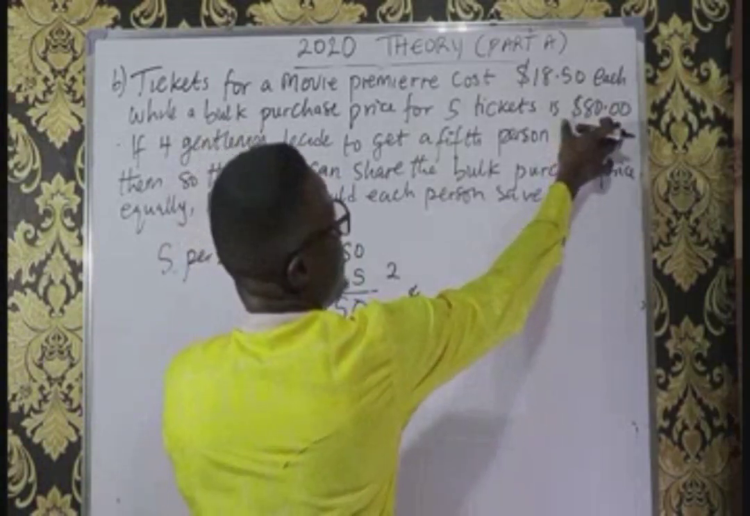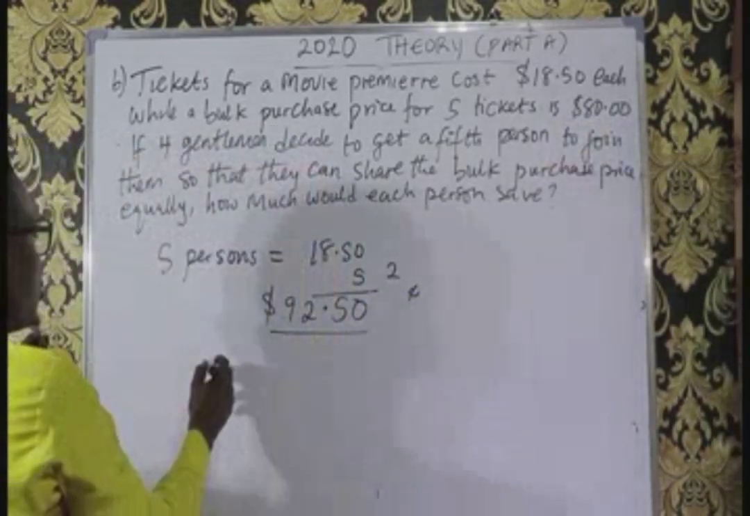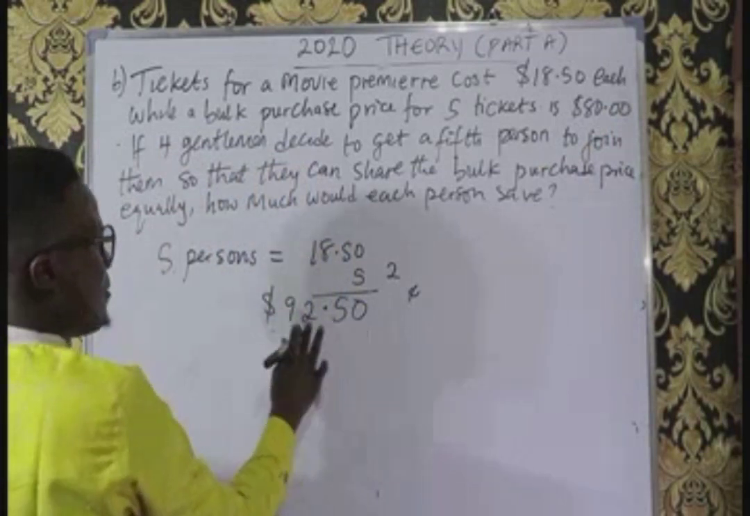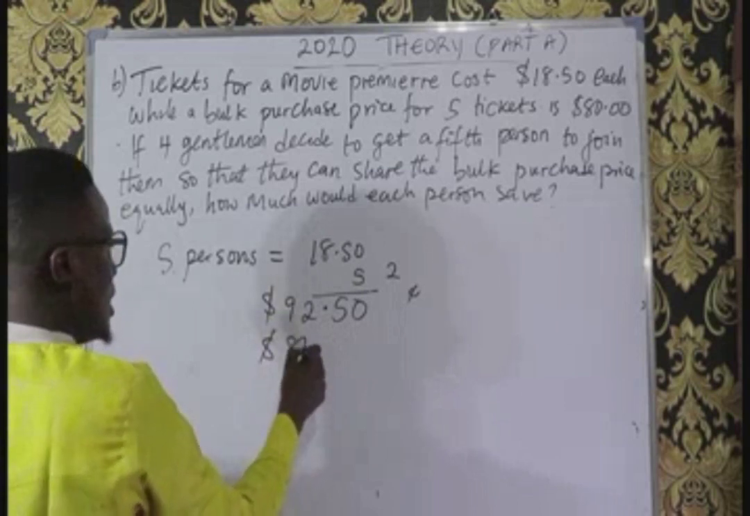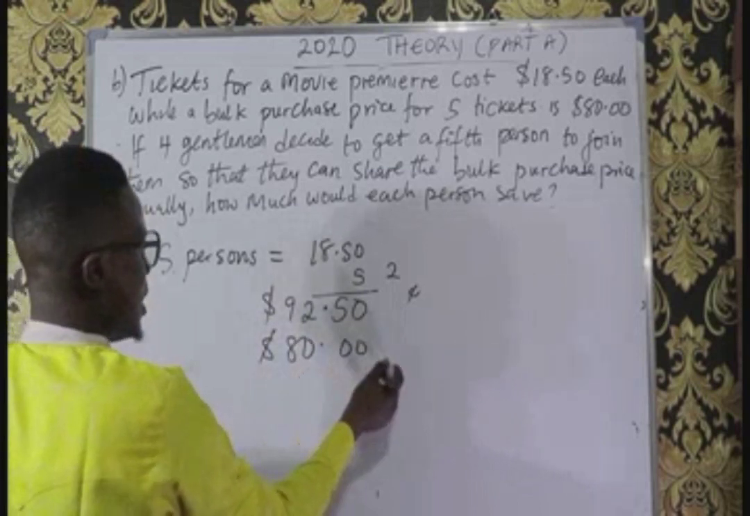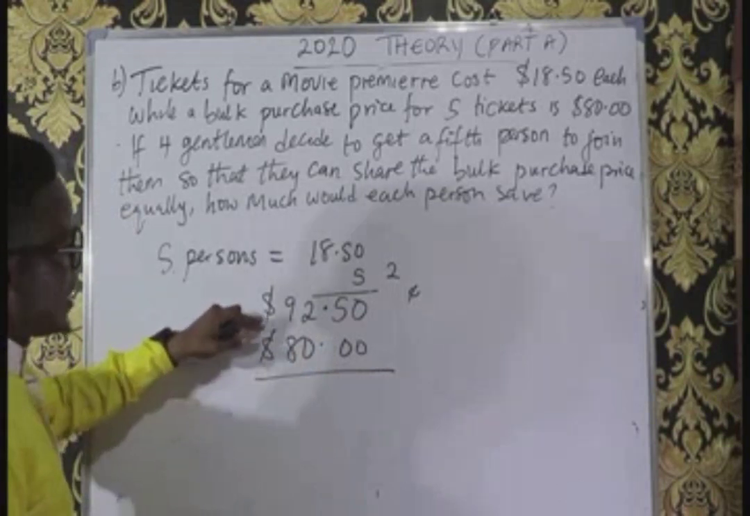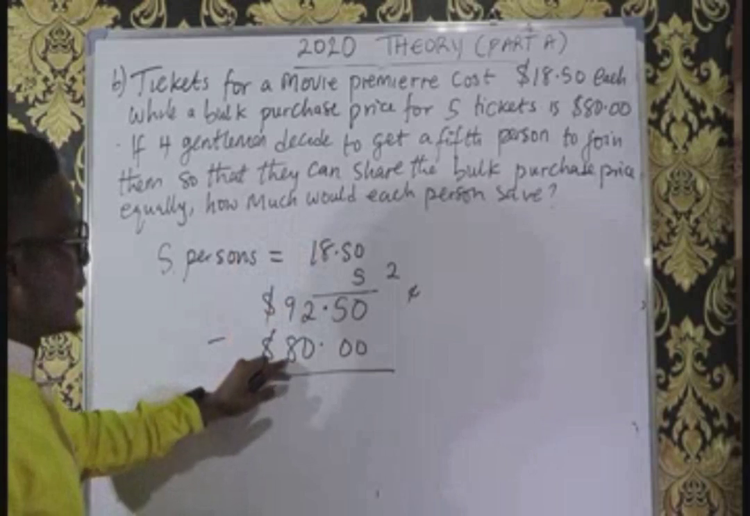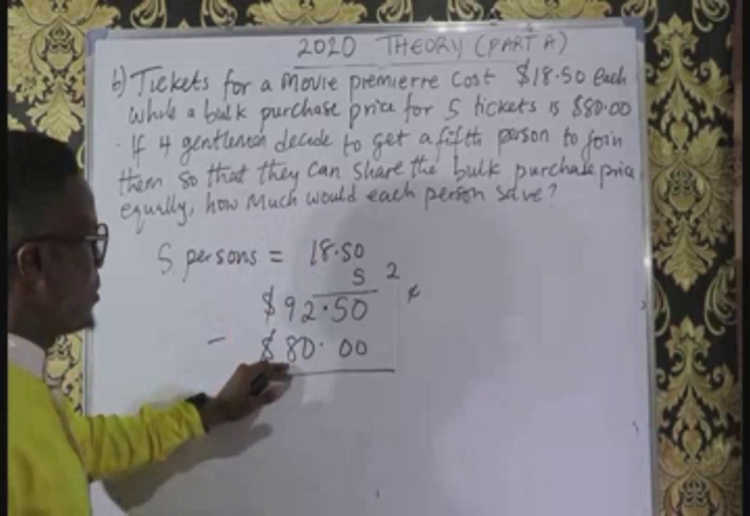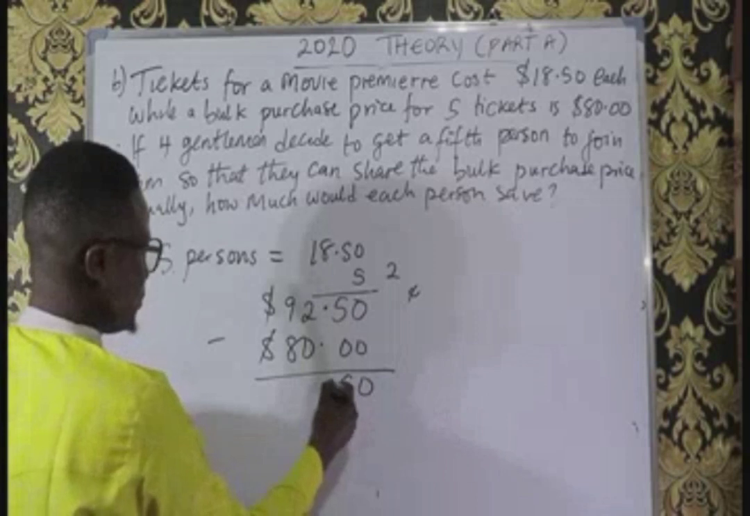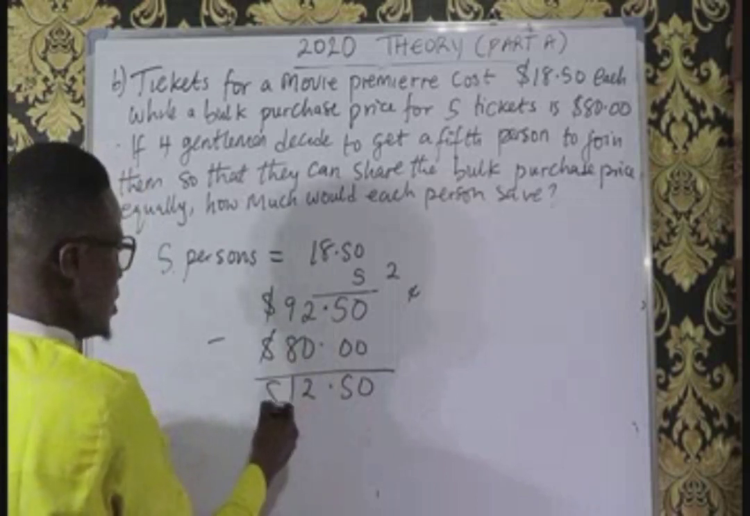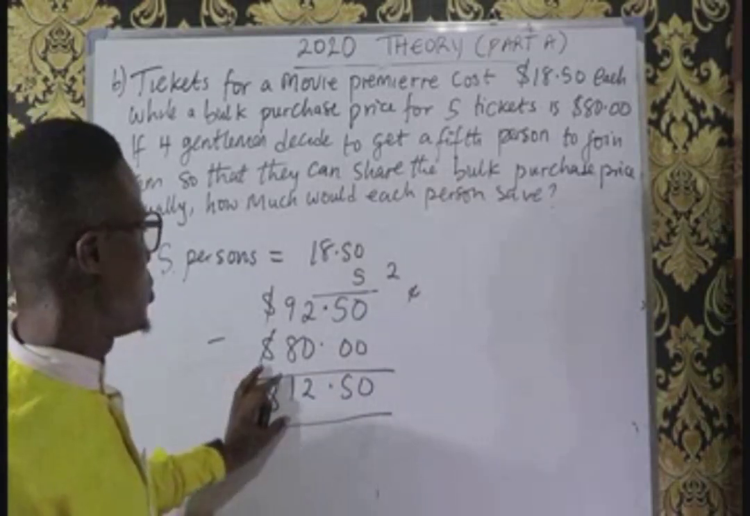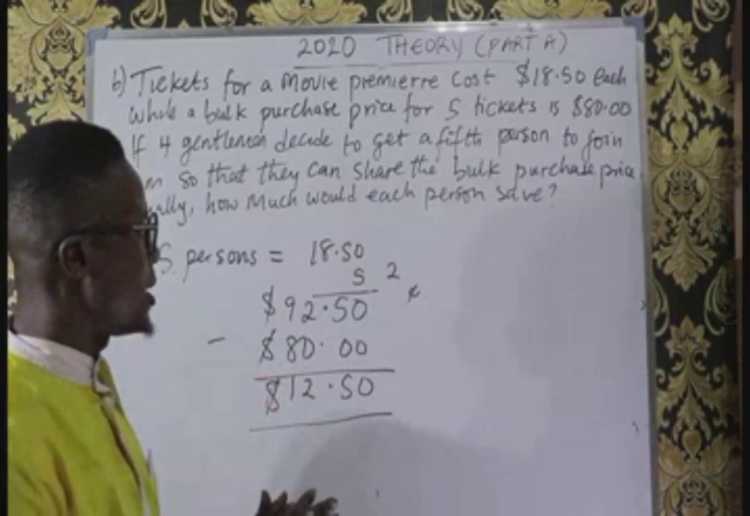But now, since they are buying in bulk, they pay 80. So the total amount saved will now be $92.5 minus $80.00, so that we can know what they saved. They would have paid $92.5, where they now paid $80 because they paid in bulk. The difference will give us, this is 2 and this is 1, so they saved $12.50. That is what they saved collectively.